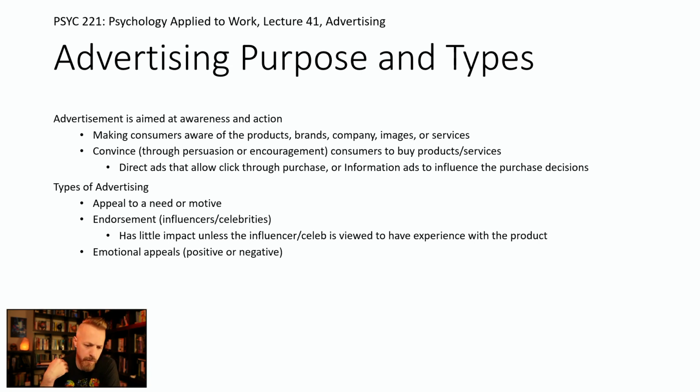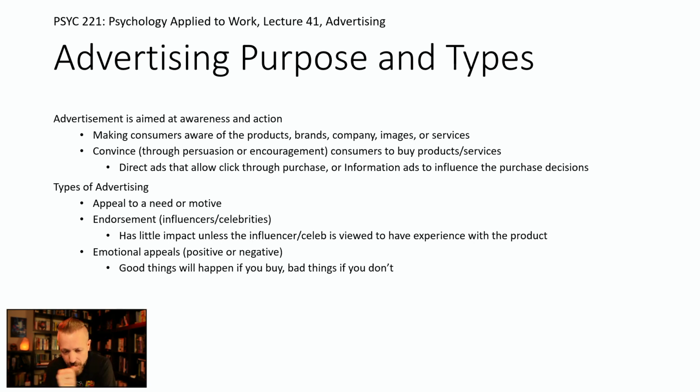There's also emotional appeals, and these are all related. You might want to have all of these things going on at once, but you can do an emotional appeal that's positive, and you can do an emotional appeal that's negative. A positive emotional appeal is, "Hey, buy this product and great things are going to happen to you. Buy this product and you'll feel great. Buy this product and all these wonderful things. You'll have all this status. You'll have whatever, all these things you want." And again, that's your appeal to a need or a motive.